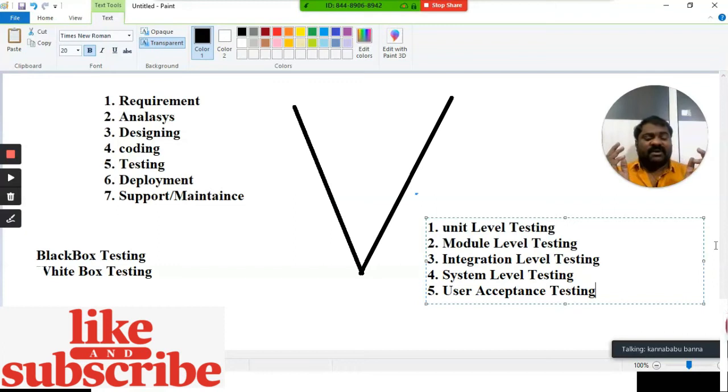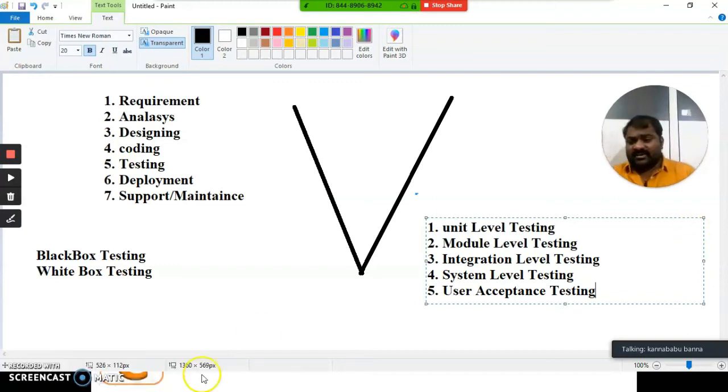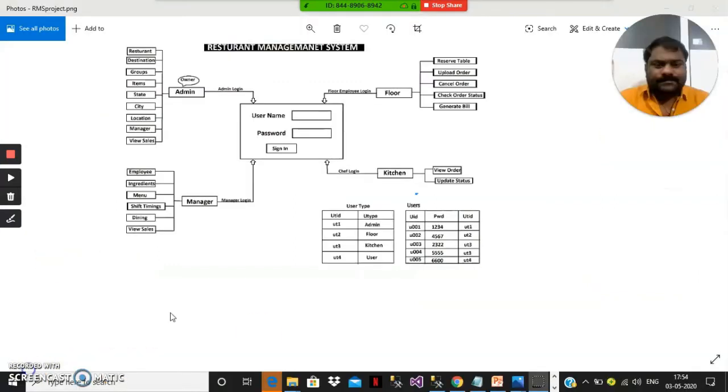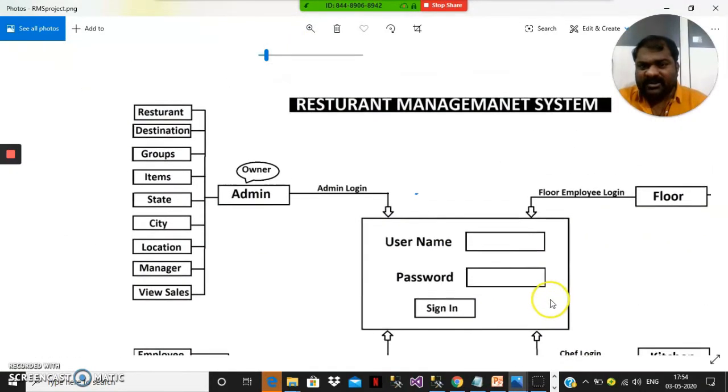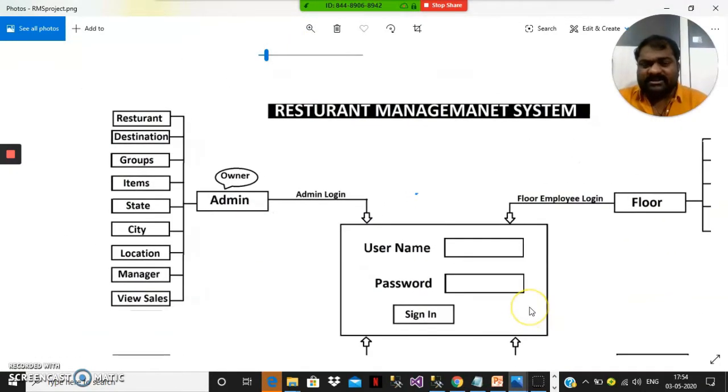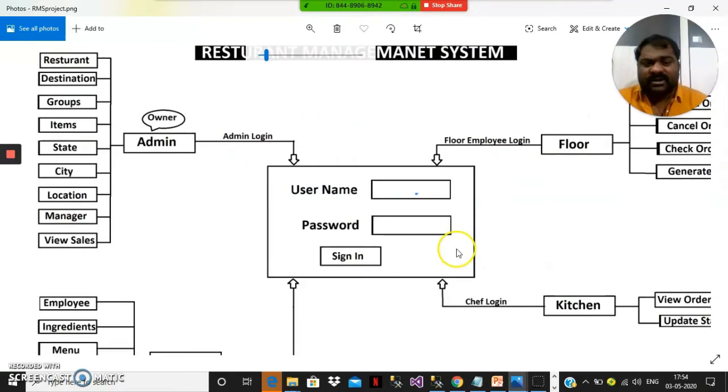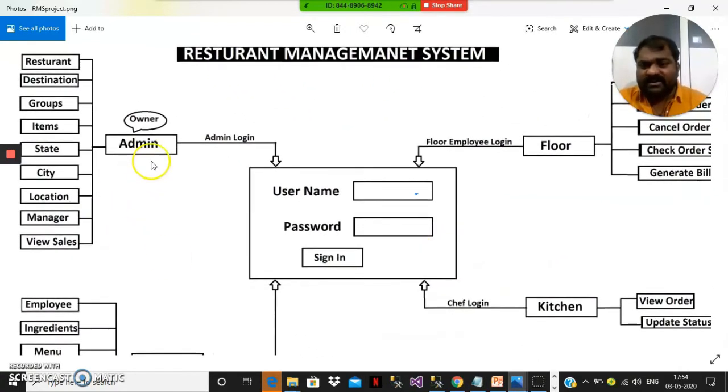For example, I am developing an application. One minute, I will show you. See here, let us consider a small project. Let us assume that I am developing a small project here. I will just show you the requirement. This is the project of a restaurant management system. Basically, 4 types of users are there. One is admin.